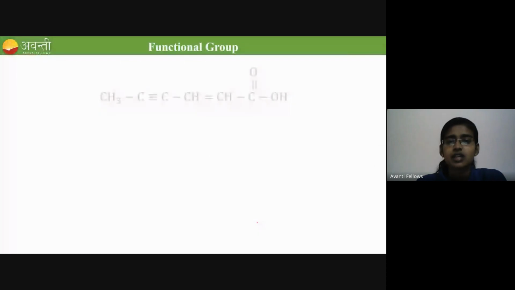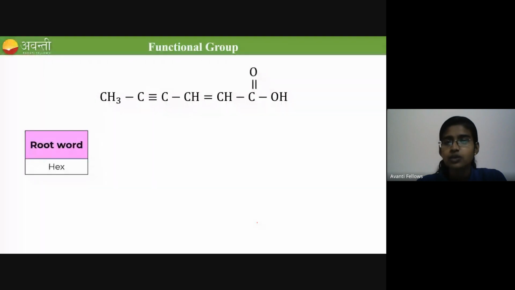Yes. Thank you. So there is another compound for all of you. So what is the root word? Can anyone find out the name of this compound? Can anyone? So the root word is hex because we have 6 carbons, right? So 1, 2, 3, 4, 5 and 6. So the root word is hex.